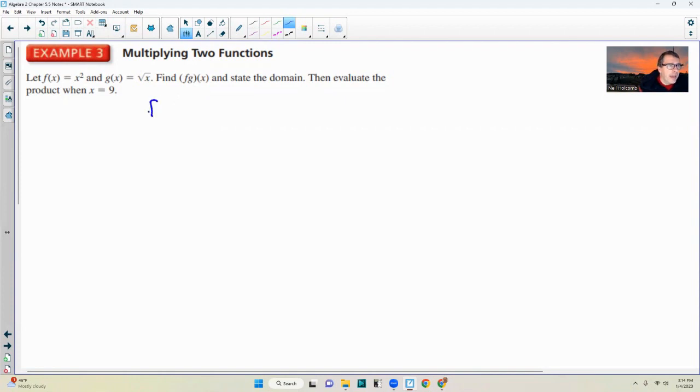So I'm going to say f times g of x equals f of x times g of x. That's a dot, not a minus. All right, so f of x is x squared. And I'm going to multiply it by the square root of x. Okay. What is x squared times the square root of x? Let's see.